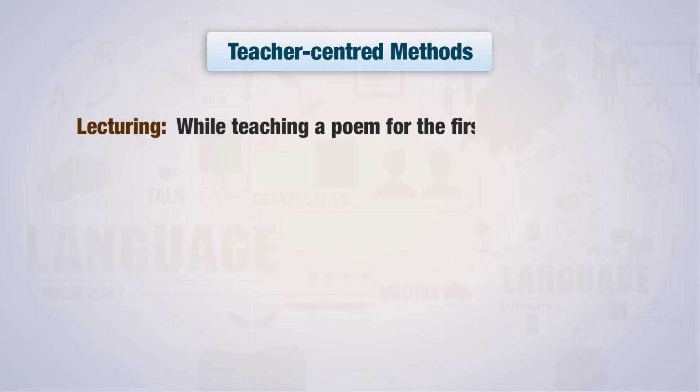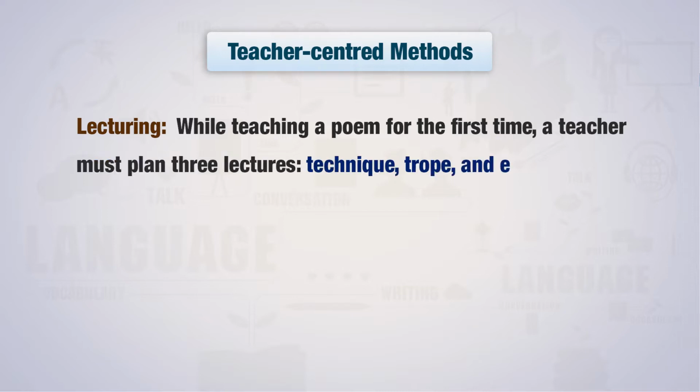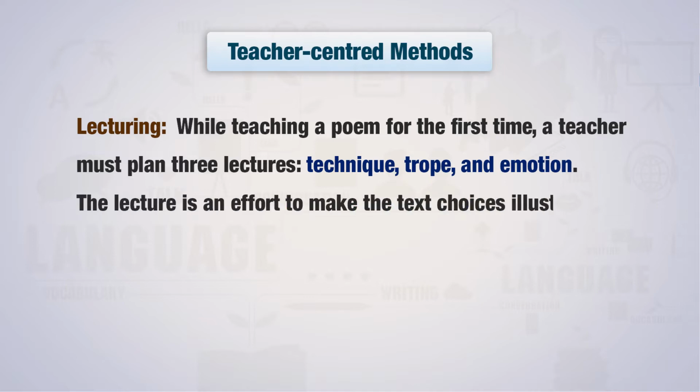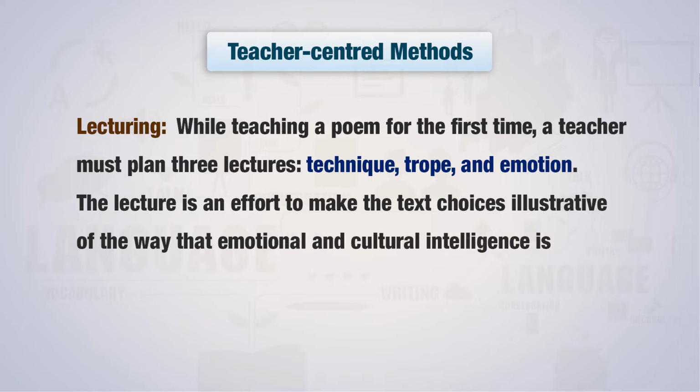Now we come to the traditional method, lecturing. While teaching a poem for the first time, a teacher must plan 3 lectures on technique, trope, and emotion. This lecture will be an effort to make the text choices illustrative of the way that emotional and cultural intelligence is transmitted in the poem.